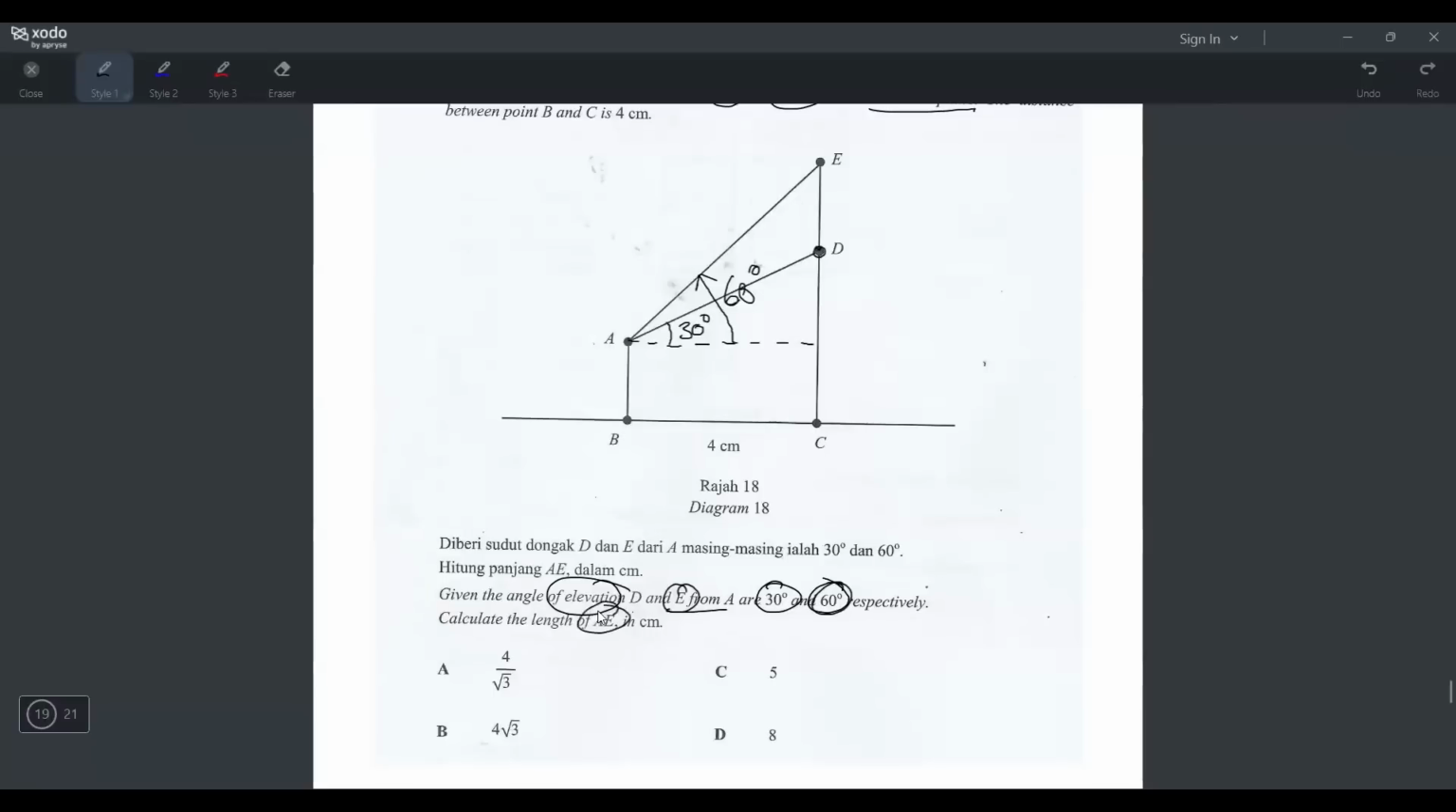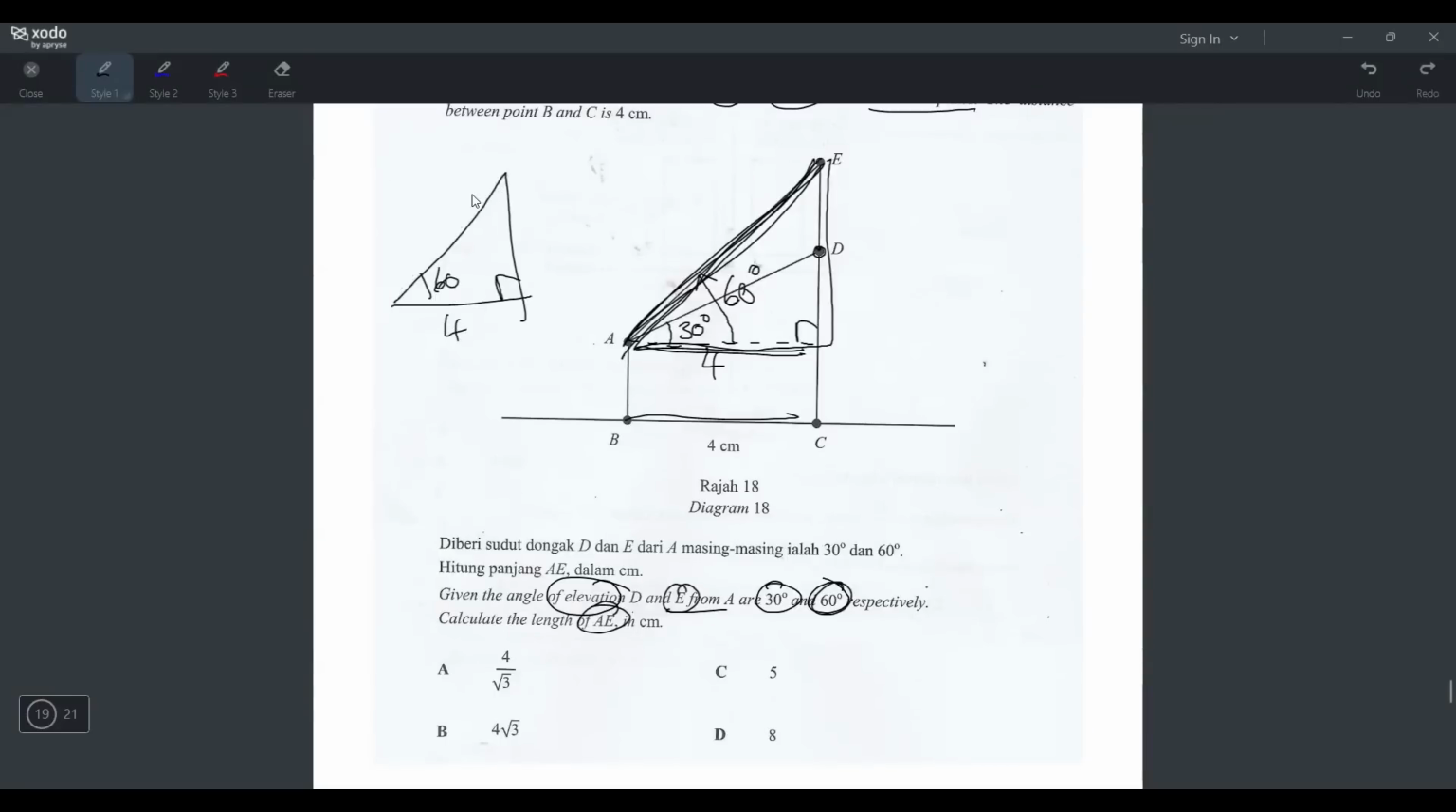Now they say calculate length of AE in cm. Okay, AE is this panjang right here. So how can we find this panjang? All right, I know this is 90 degree. I know the panjang here is 4 because they already give you 4. So this is mesti atas bawah mesti sama. So I think can I use this big right angle triangle to find this line? The answer is yes. Yeah, you can use trigonometry because this big triangle, this is 60 degree, this is 4, right?